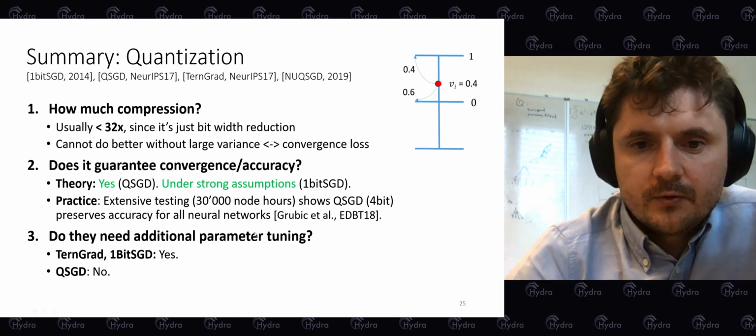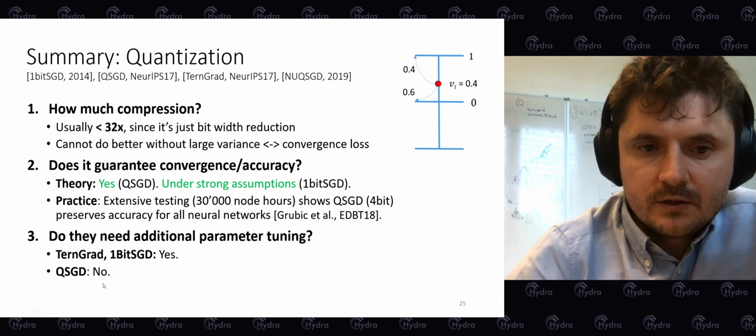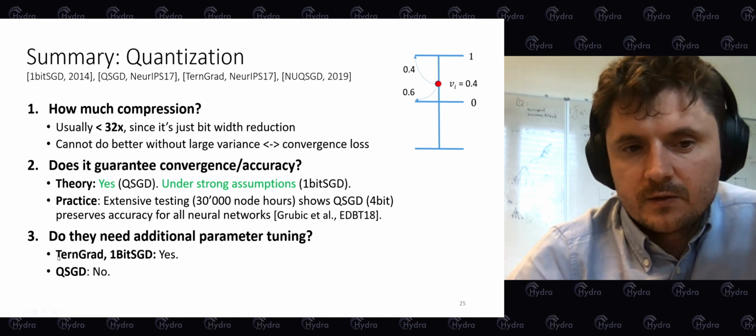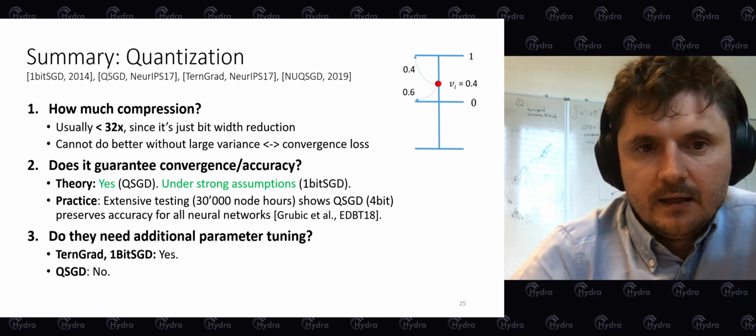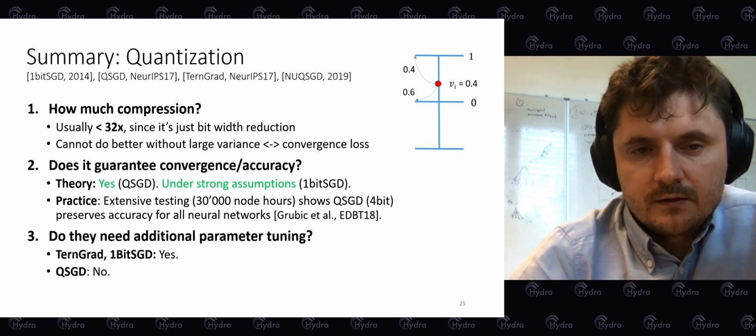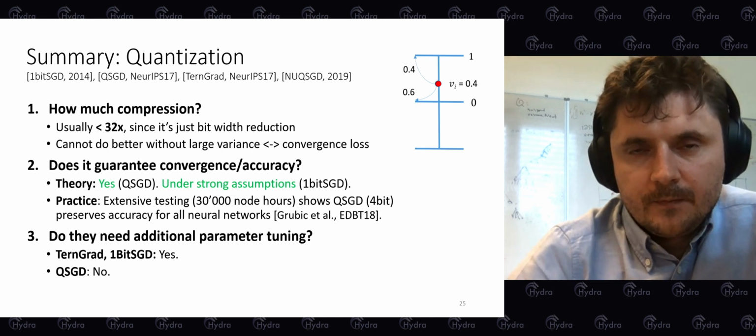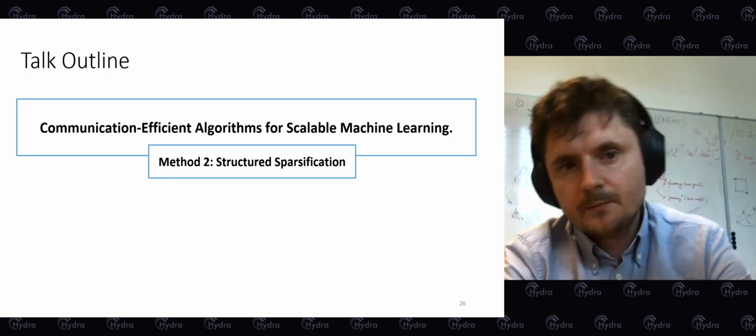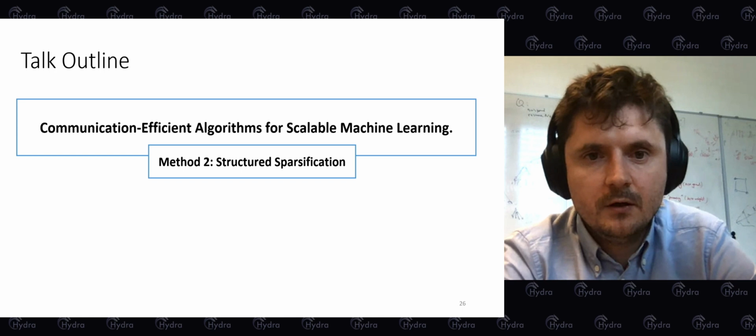Do you need additional parameter tuning? It sort of depends. For QHDD, we are fairly confident it does not, but some of the other methods, which can get you closer to 32x in terms of speedup, might need this. Okay, so where are we now in terms of the plan for the talk?